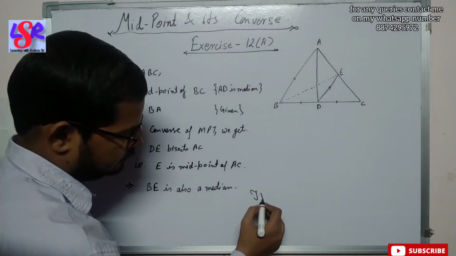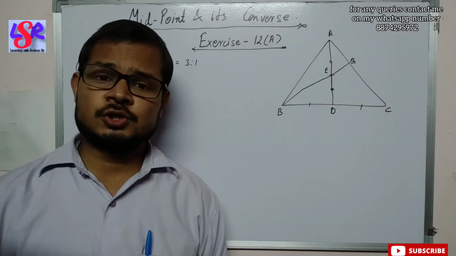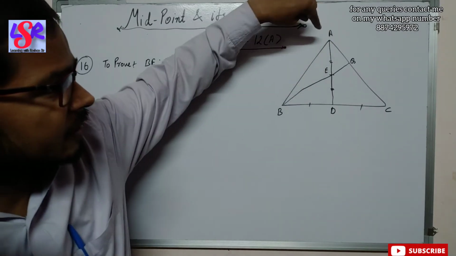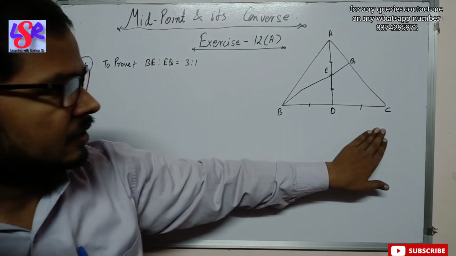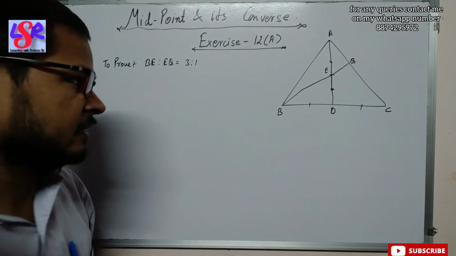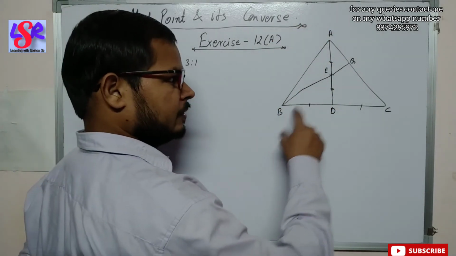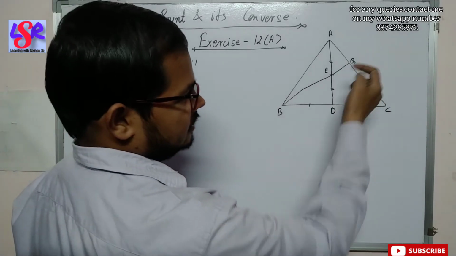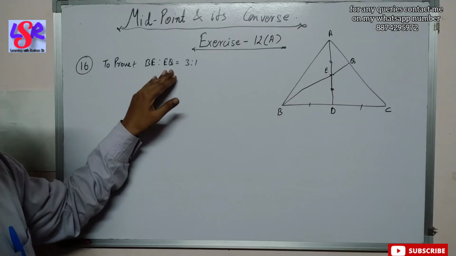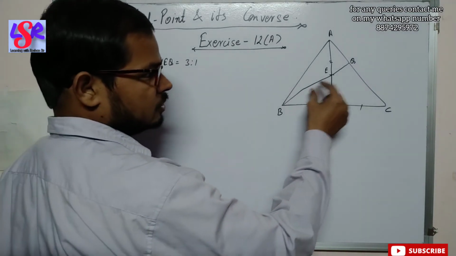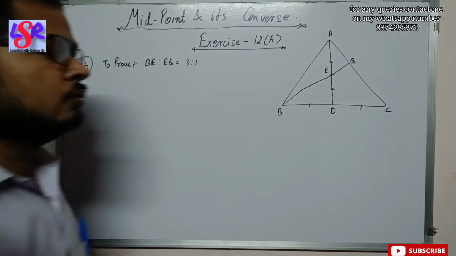Hence proved. Now let's do question number 16. Here in this question, as per the information given, we have a triangle ABC in which AD is a median and E is the midpoint of the median AD. Then we join B to E and produce it to the line AC, intersecting at Q. We have to prove BE is to EQ equals 3 is to 1. That is, the ratio of this portion to this one is 3 is to 1.